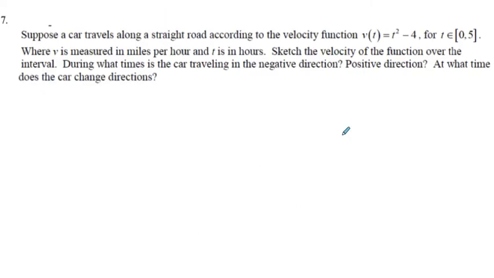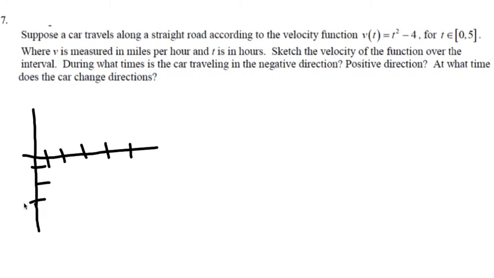The last one, number 7. Suppose that a car travels along a straight road. Here's your velocity, t squared minus 4, from 0 to 5. The first thing that we are asked to do here is to sketch a velocity function. So here we go. Should have put a grid on here. 1, 2, 3, 4, 5. 1, 2, 3, 4.